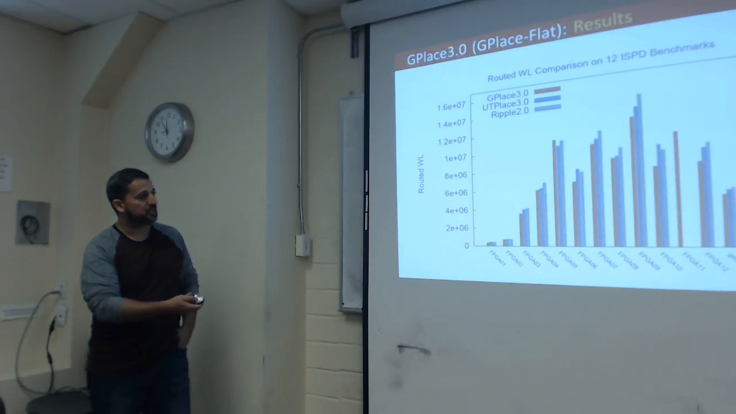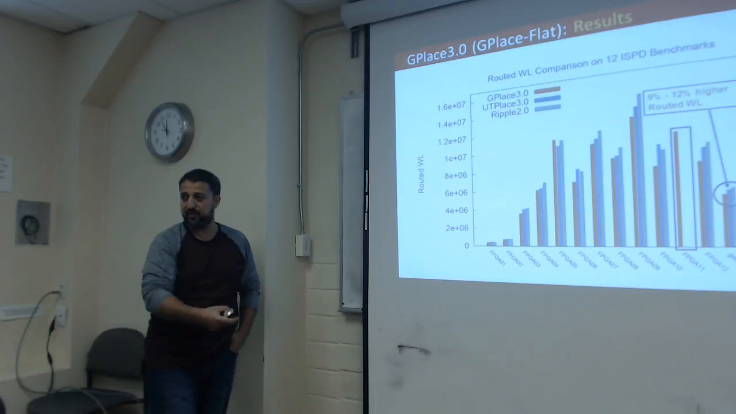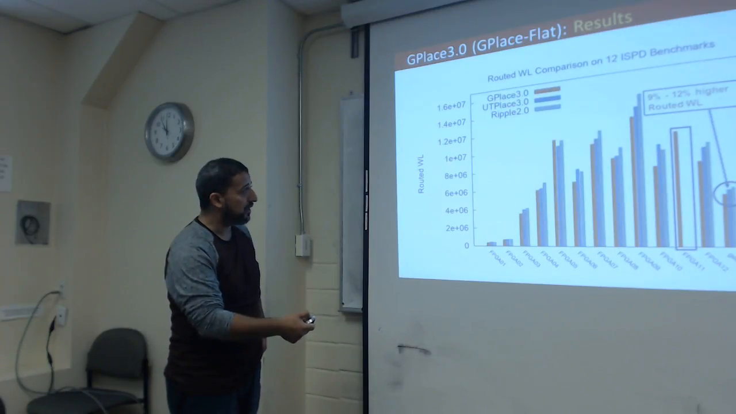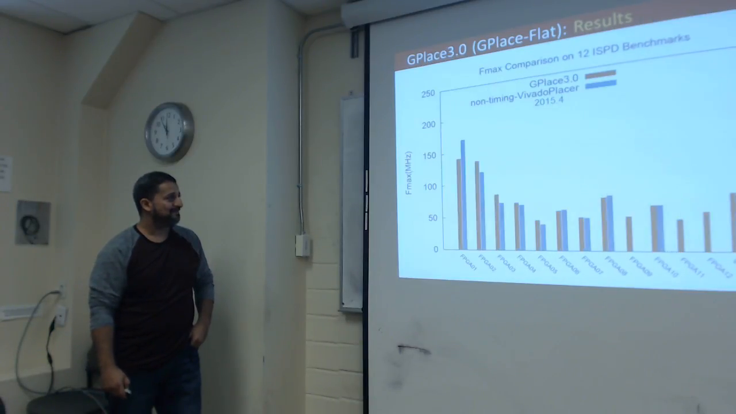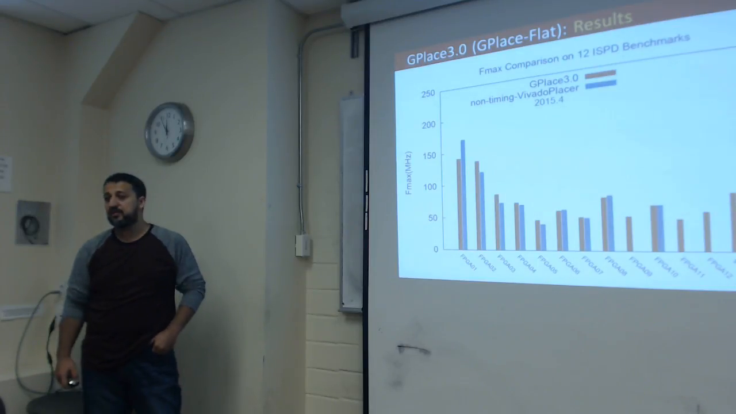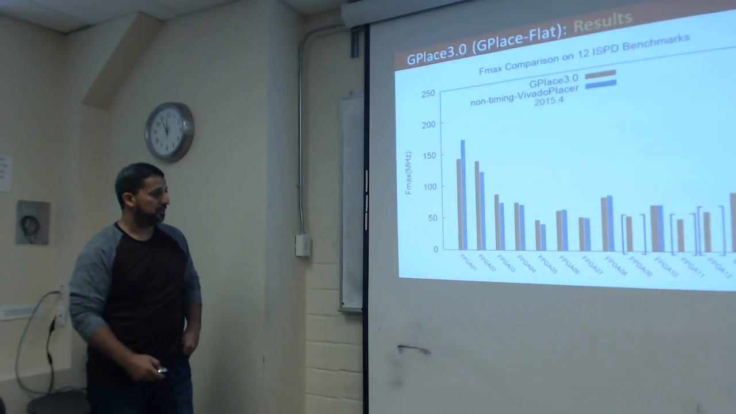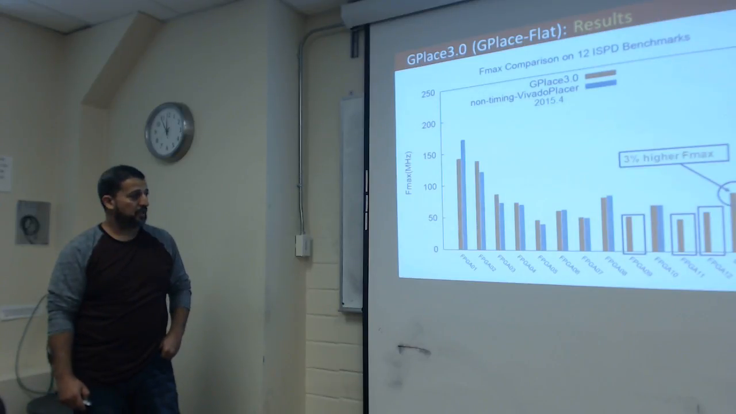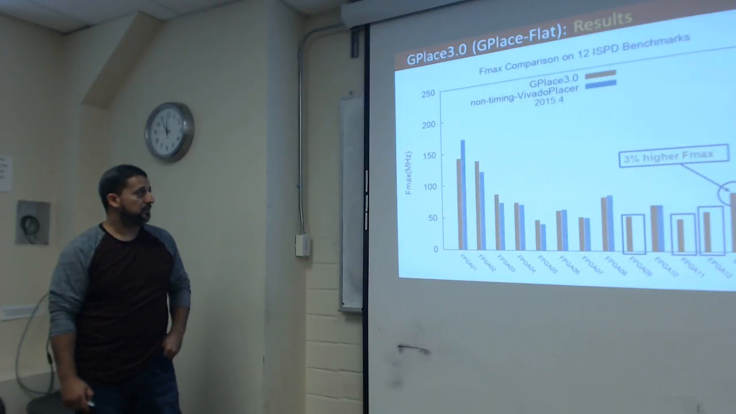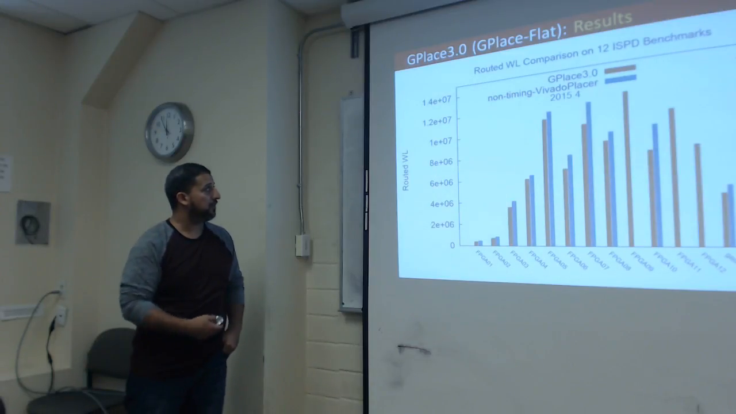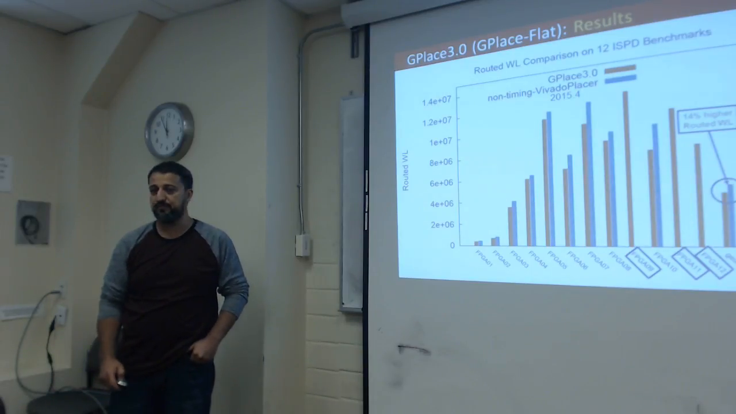For the same solution, we look at the routed wirelength based on a timing-driven detailed router, and we still have a better routed wirelength. This is compared with the non-timing-driven placer in the synthetic benchmark, and we have a 3% better result. For routed wirelength, we still have a 14% better routed wirelength.